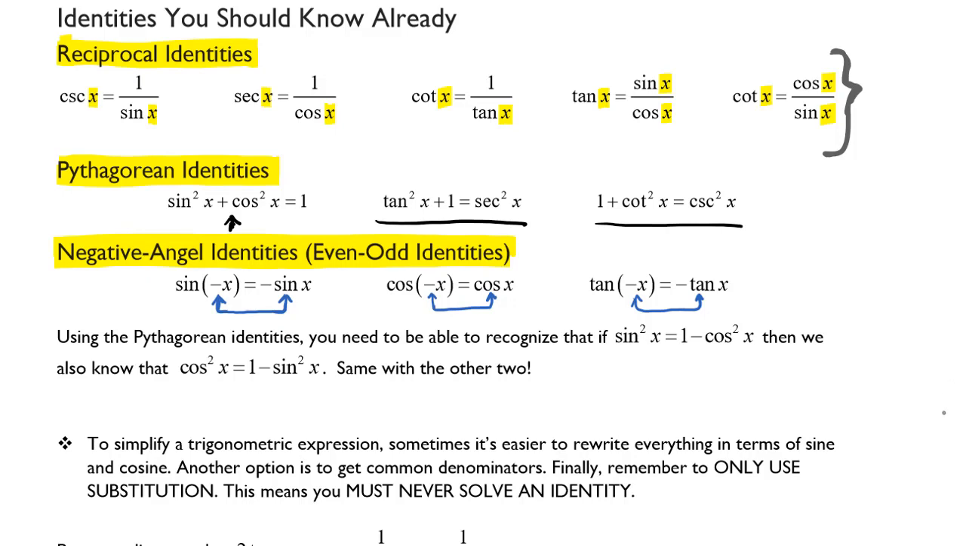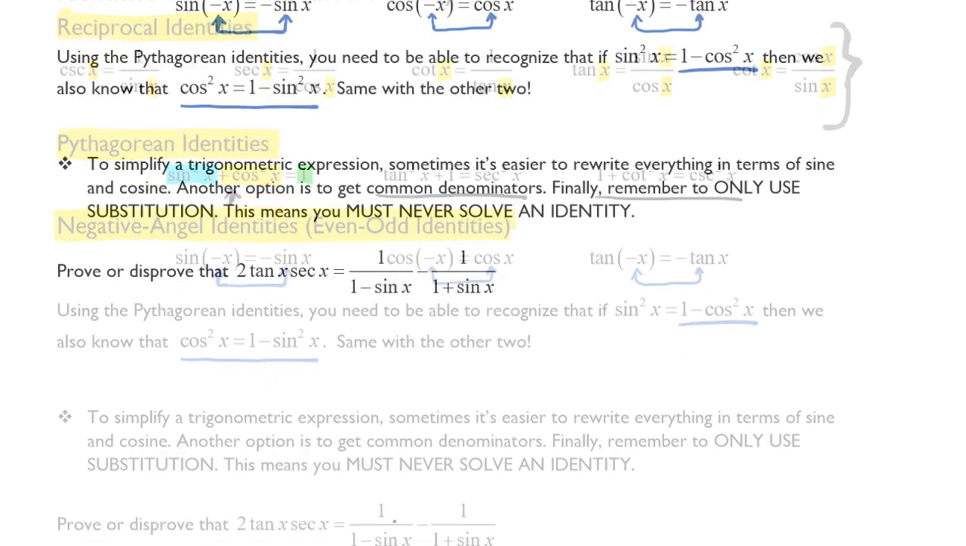Using the Pythagorean identities, you need to be able to recognize that sine squared x equals 1 minus cosine squared x. And then we also know that cosine squared x equals 1 minus sine squared x. Same thing with the other two. So you have to be able to take each one of these terms and be able to move it back and forth to each side of the equal sign. And if you can't do that, you need to practice it.